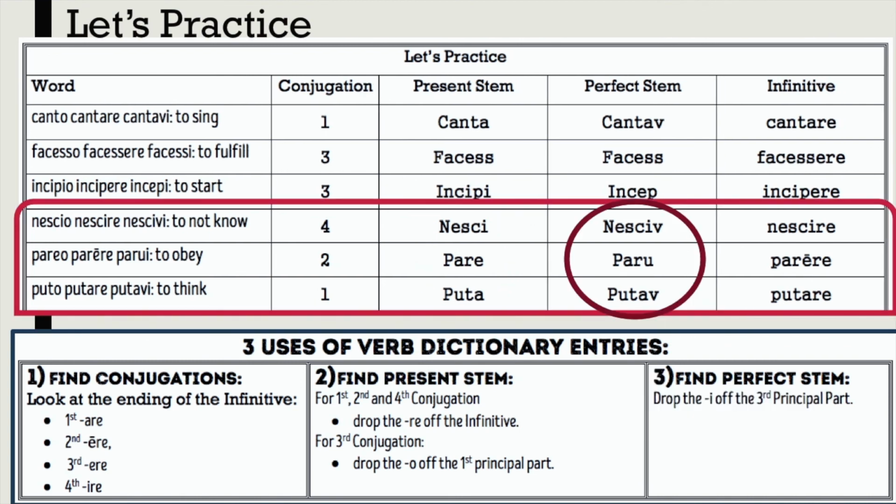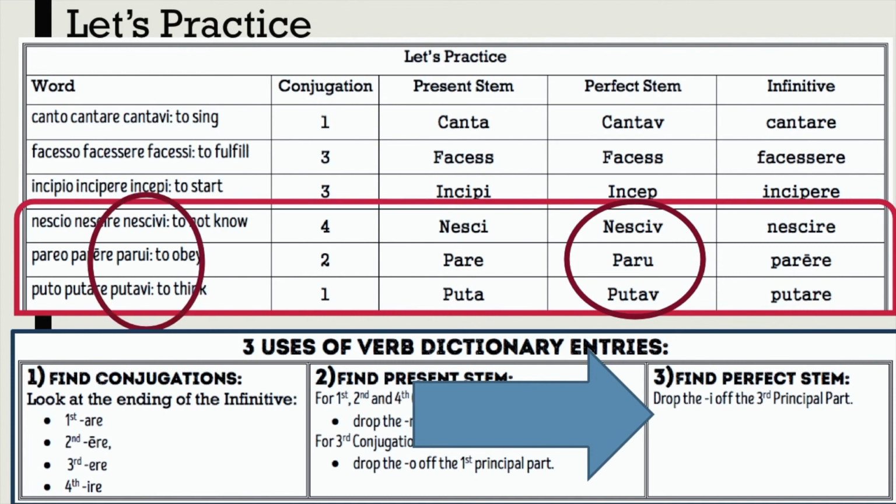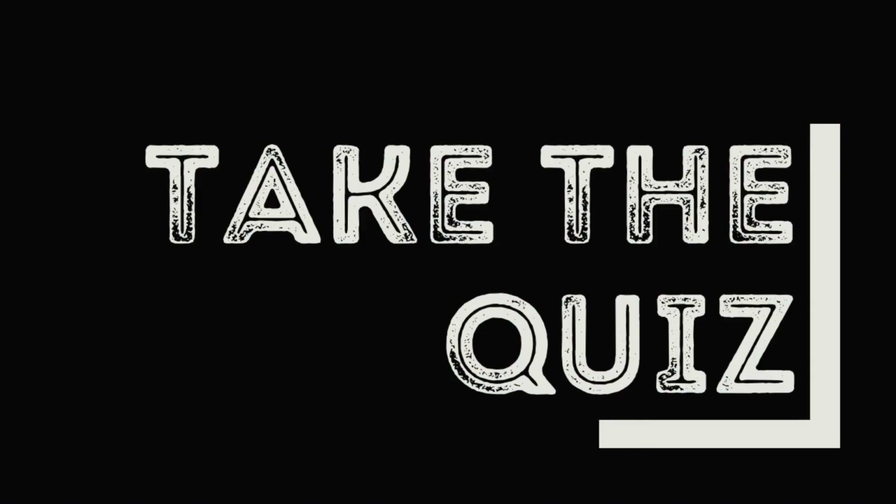Okay, the last thing we're doing is finding the perfect stem. We're going to drop the I off the third principal part. So we just drop the I off all three of those forms, and we get nesciv, paru, and putav. Okay, that is all I have for you guys. Go ahead and take the quiz. Let me know how well you understood this.